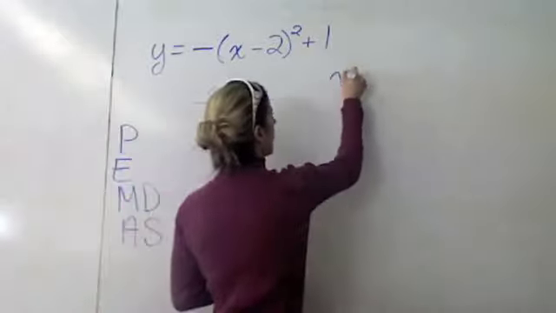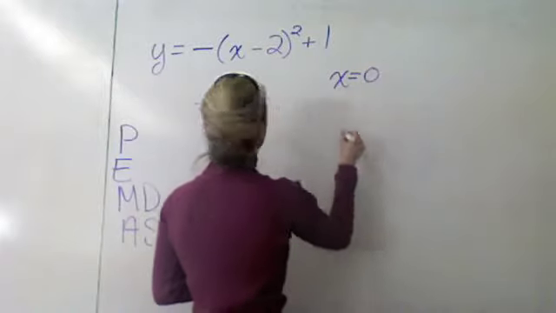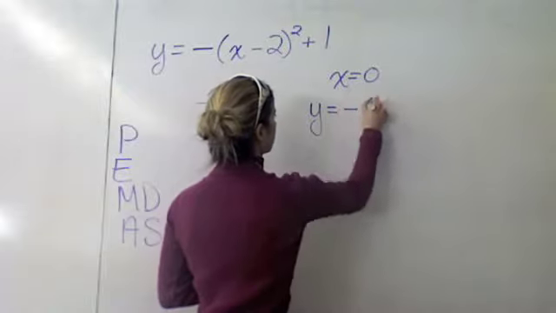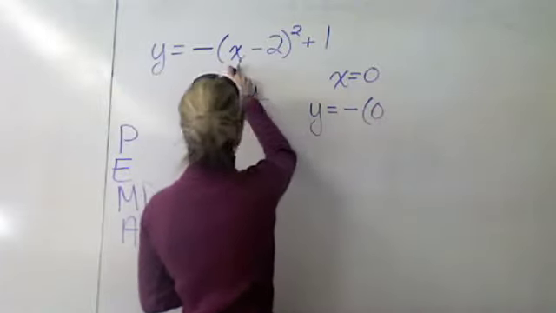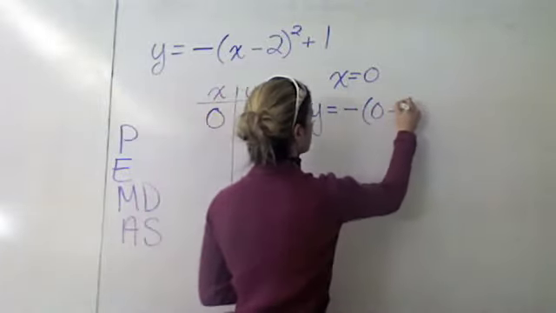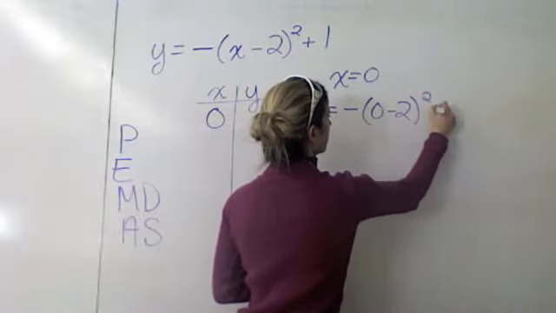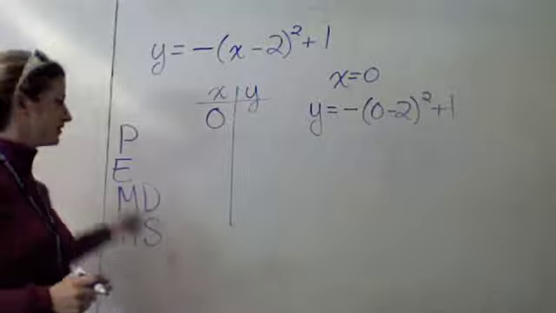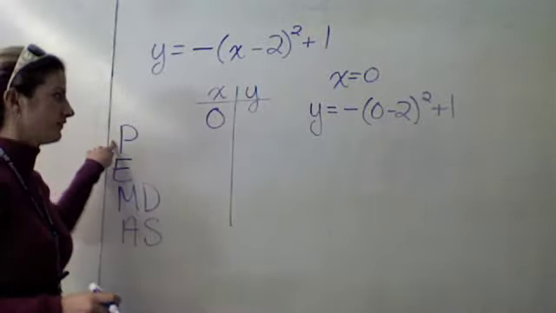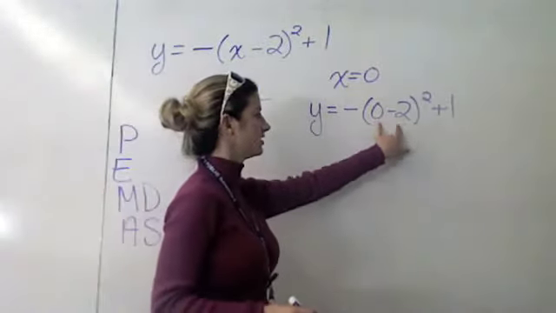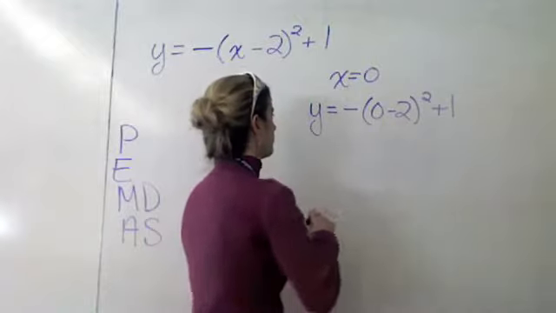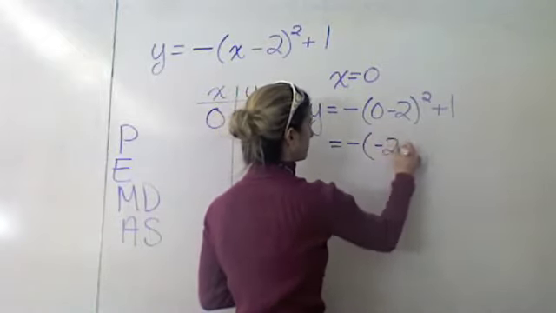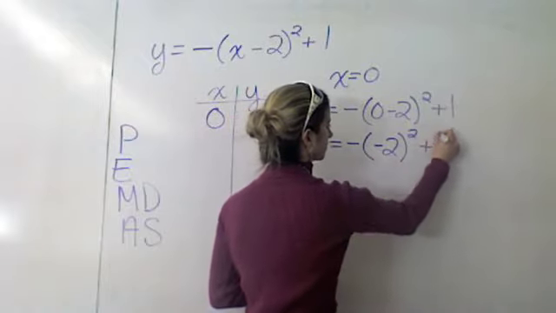So, x equals 0. So, y is going to equal negative, so we're putting 0 in for x, minus 2 squared plus 1. Okay, so here come our order of operations. So parentheses are always first. So do I have anything in parentheses? I do. So I'm going to do 0 minus 2. So negative times 0 minus 2 is negative 2 squared plus 1.